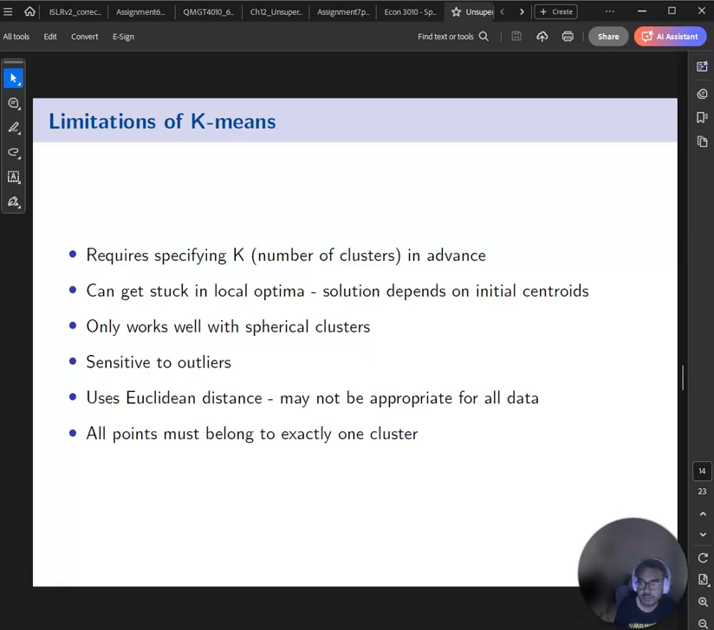Fifth, k-means uses Euclidean distance by default, which may not be appropriate for all types of data. For categorical data or data with special structures, other distance measures might be more suitable. Lastly, in k-means, every point must belong to exactly one cluster. There is no concept of points that don't fit well into any cluster or points that might belong partially to multiple clusters. So for these situations, other clustering methods might be more appropriate.